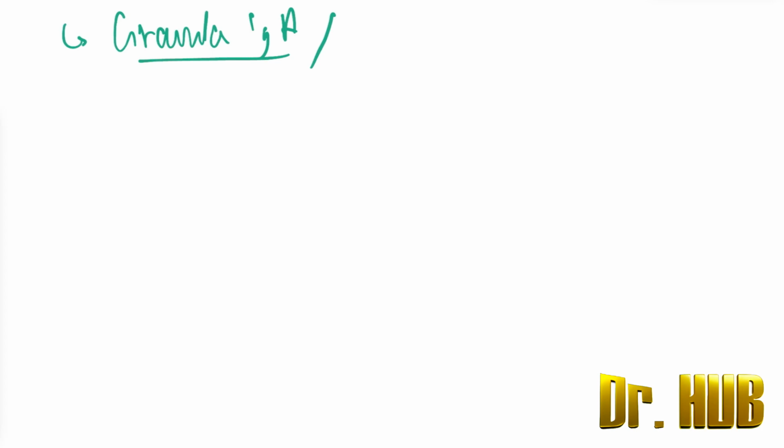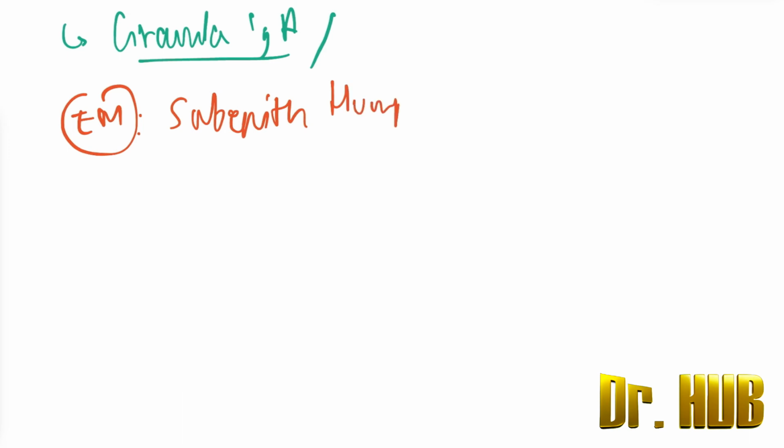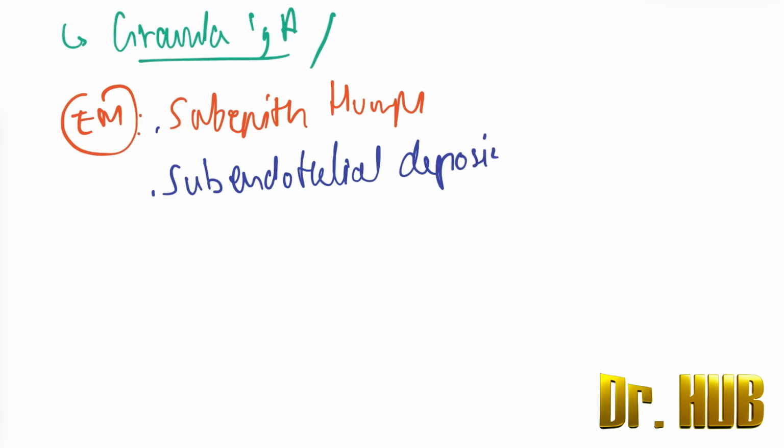Next we move on to the electron microscopy. This shows the subepithelial humps and also the subendothelial deposits. The subendothelial deposits are present in early disease stages.